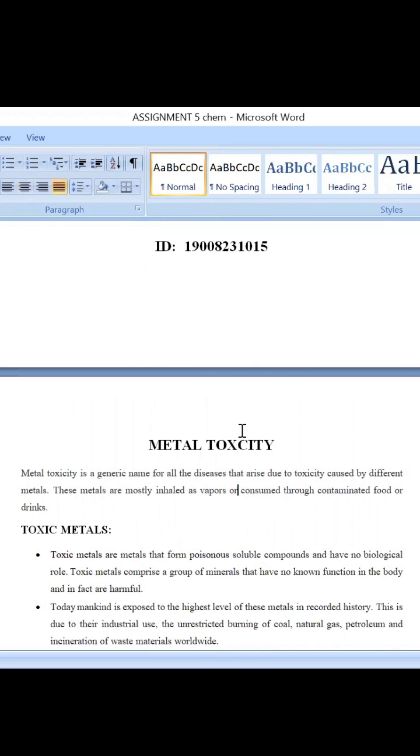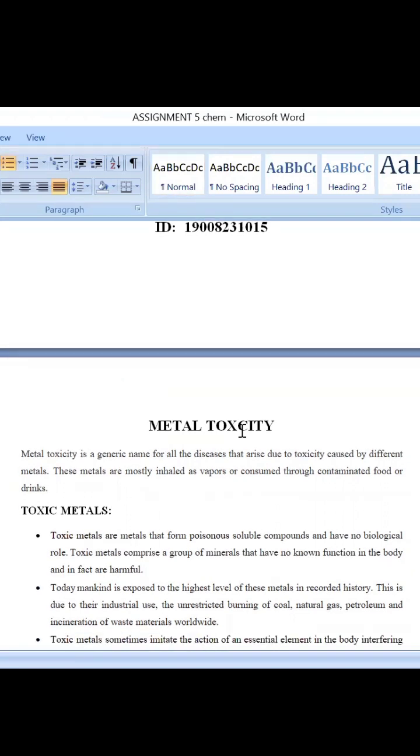Metal toxicity is a generic name for all the diseases that arise due to toxicity caused by different metals. These metals are mostly inhaled as vapors or consumed through contaminated food or drinks. Next is toxic metals. What are toxic metals? Toxic metals are metals that form poisonous soluble compounds and have no biological role. Toxic metals comprise a group of minerals that have no known function in the body and in fact are harmful.